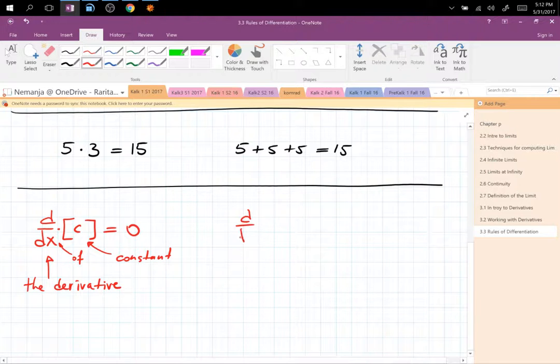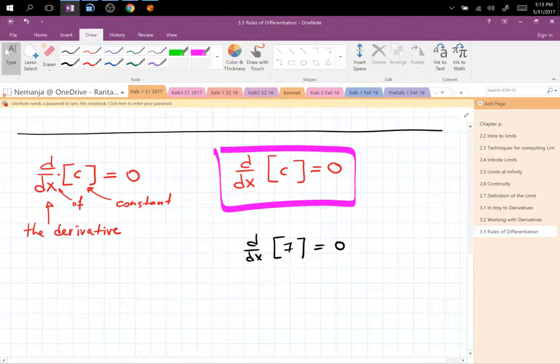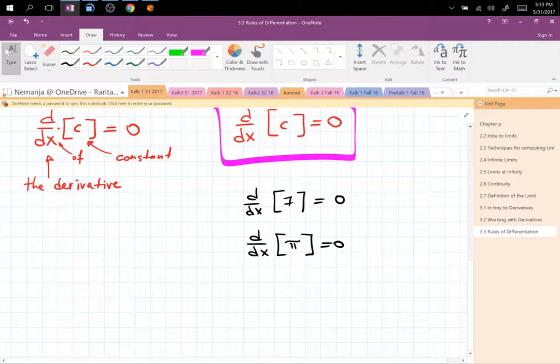So I will write it one more time. The derivative of a constant is 0, and I want to box it. Very simple example: the derivative with respect to x of the number 7 is 0. The derivative of pi is 0. So that should be clear.